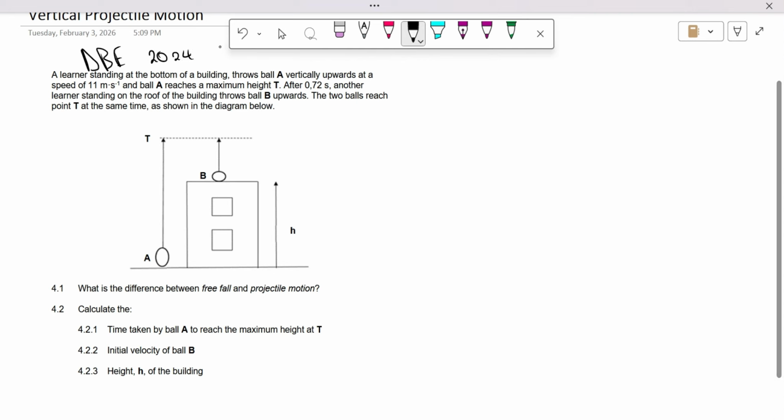2024 June exam. Yes. So this one was from the DBE 2024 June exam.